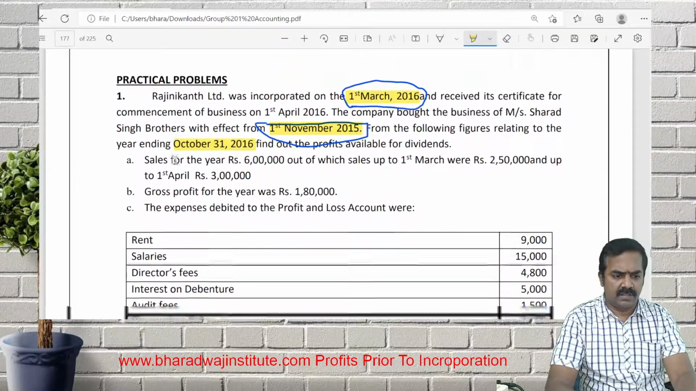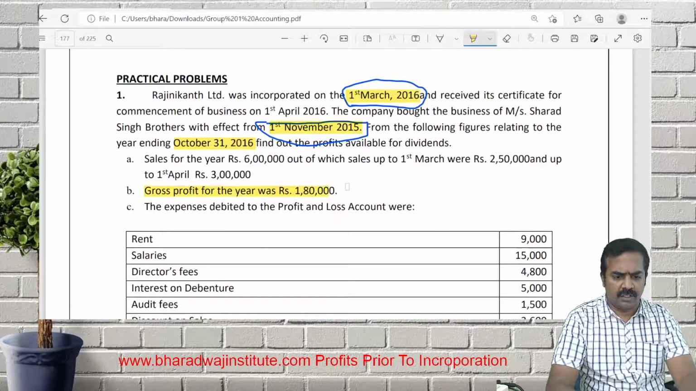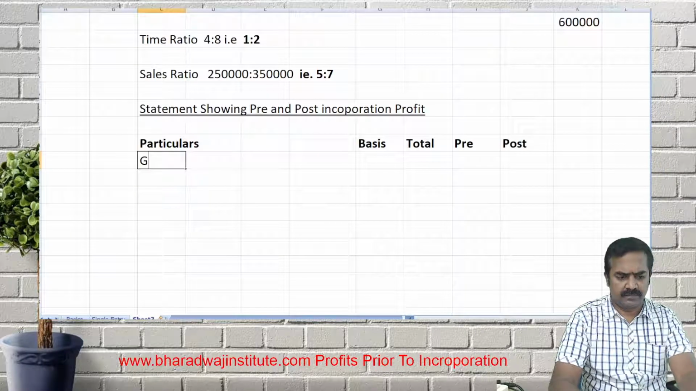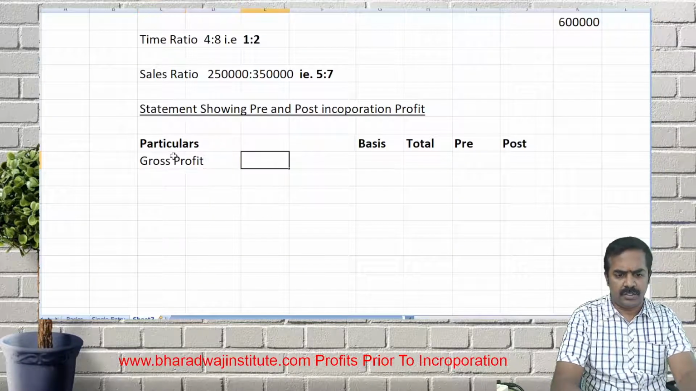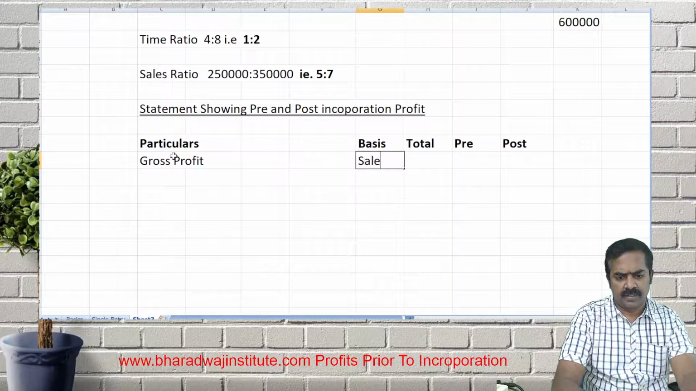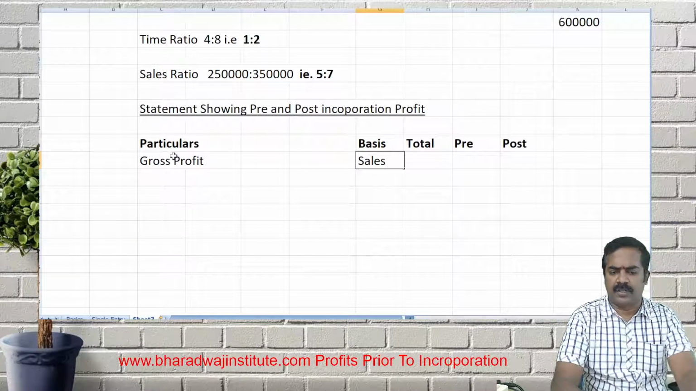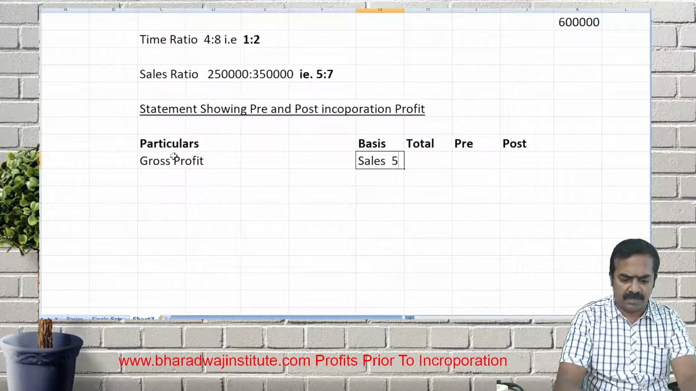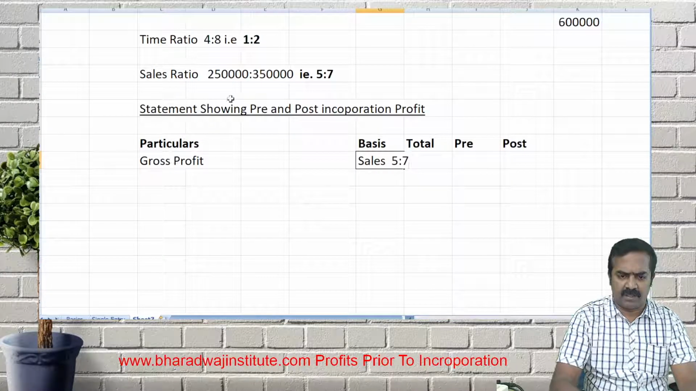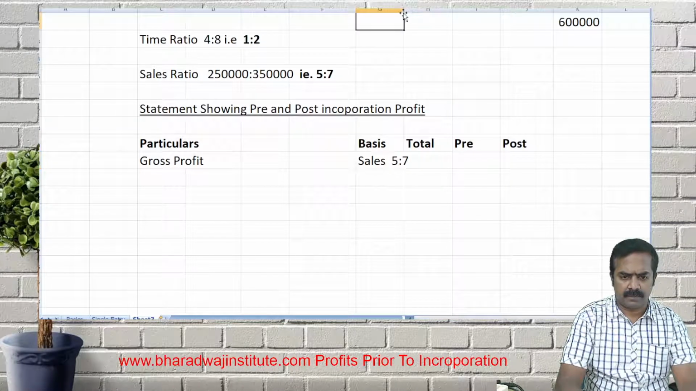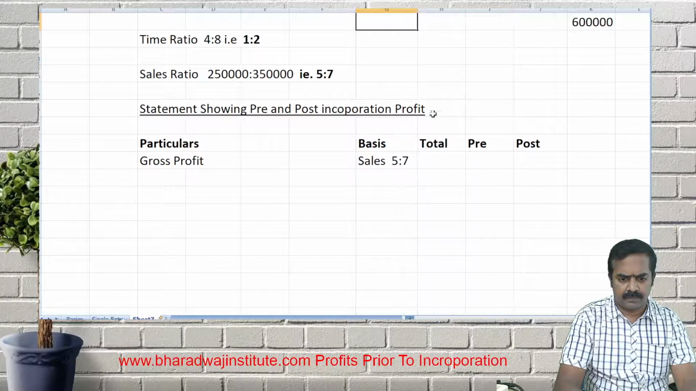Where will you start with? Gross profit. Gross profit for the year, how much have we been given? 1,80,000. What ratio? Sales ratio. Or you can put 5:7 also. Or some textbooks put sales 5:7 in the month.